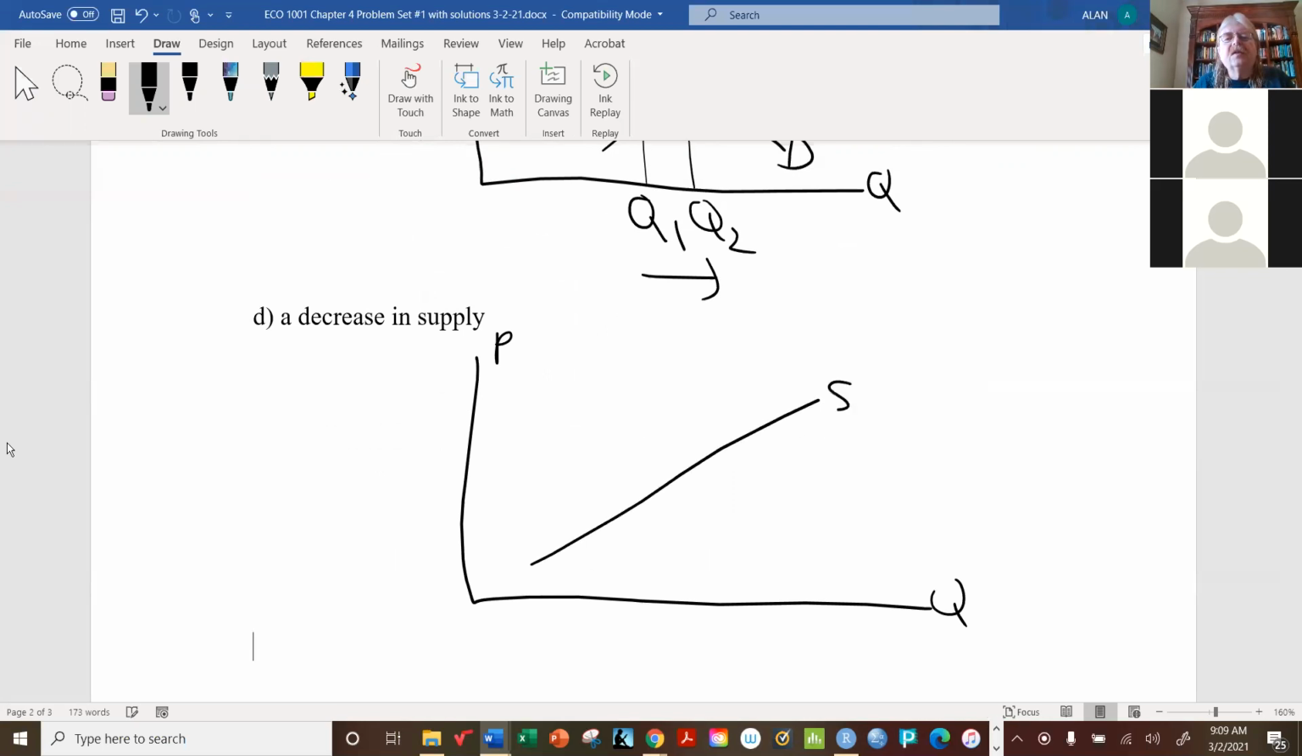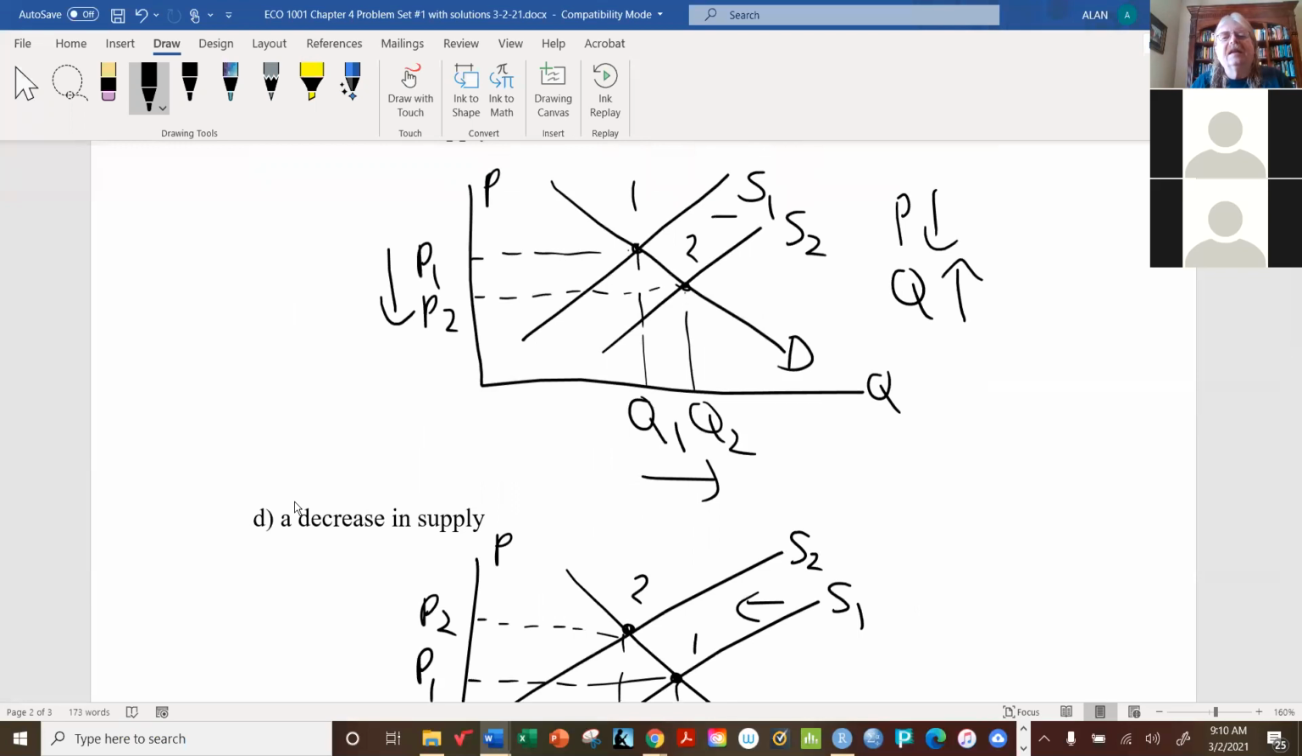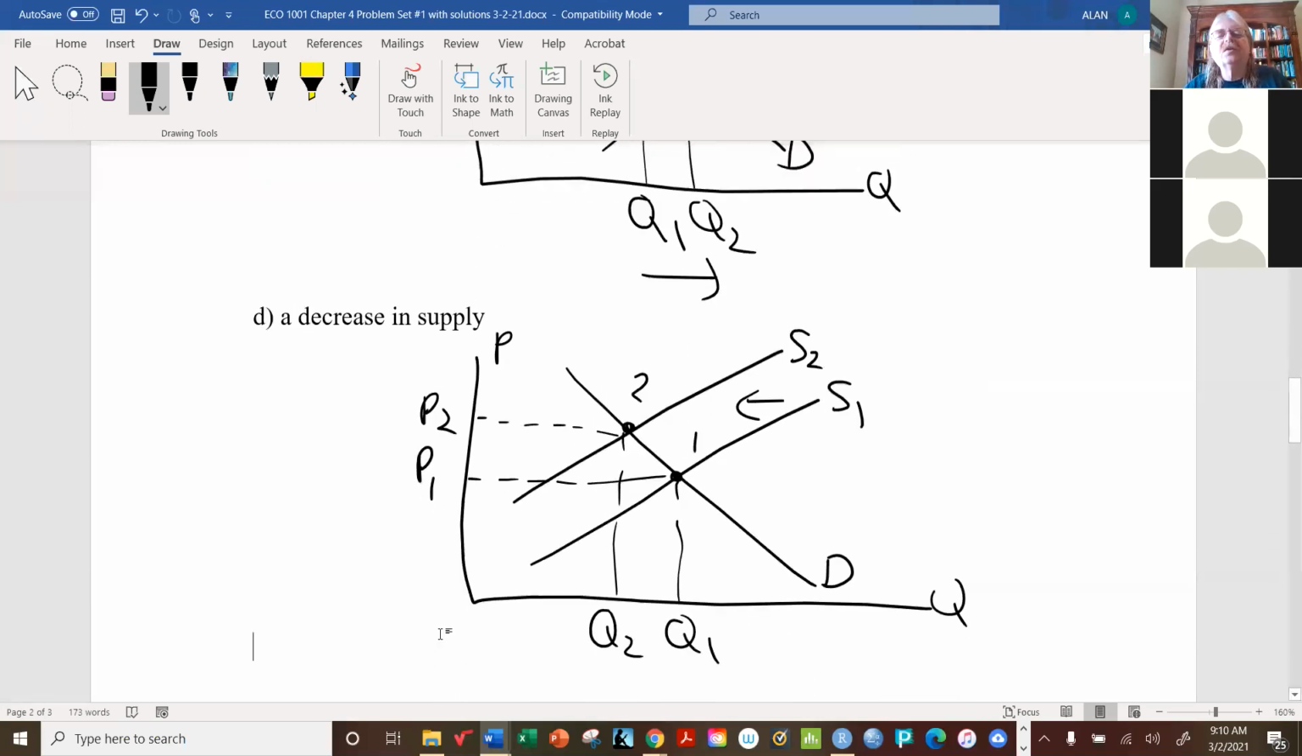So this time the supply curve will shift to the left. The demand curve is not moving. So the first equilibrium is here, point 1, and then point 2 is over here. And the curve shifted to the left. You don't really need this, but I like to put it in there just to remind you which way you're moving. And so you can see, whoops, bad news. The price went up, the quantity went down. So we don't like this at all.